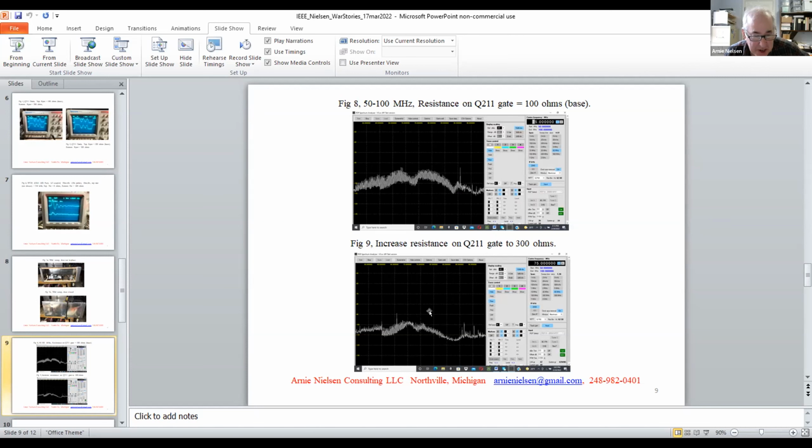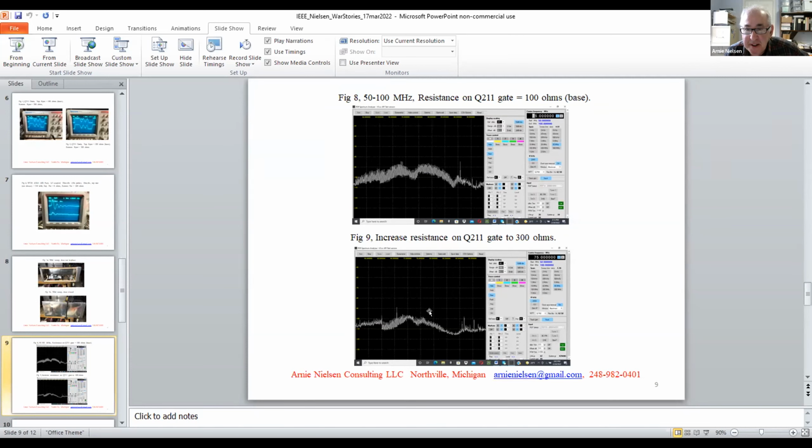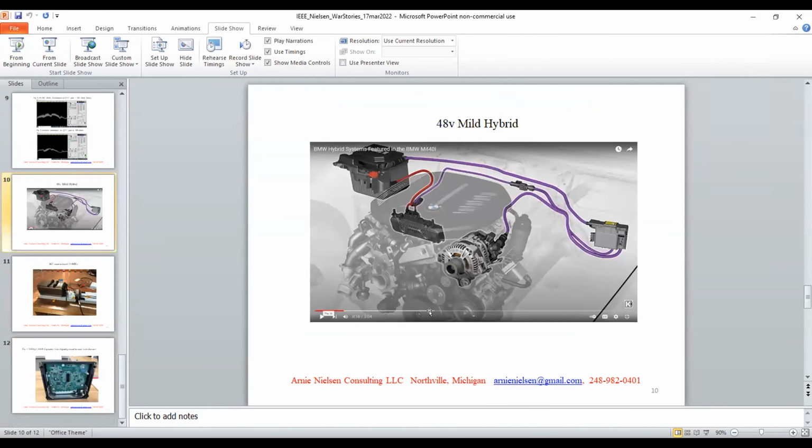I can go on to my second one because I'm going kind of quick here. Okay, go ahead. This is another one. This is off a 48-volt mild hybrid system. You can probably tell what kind of vehicle it is by that little symbol there.